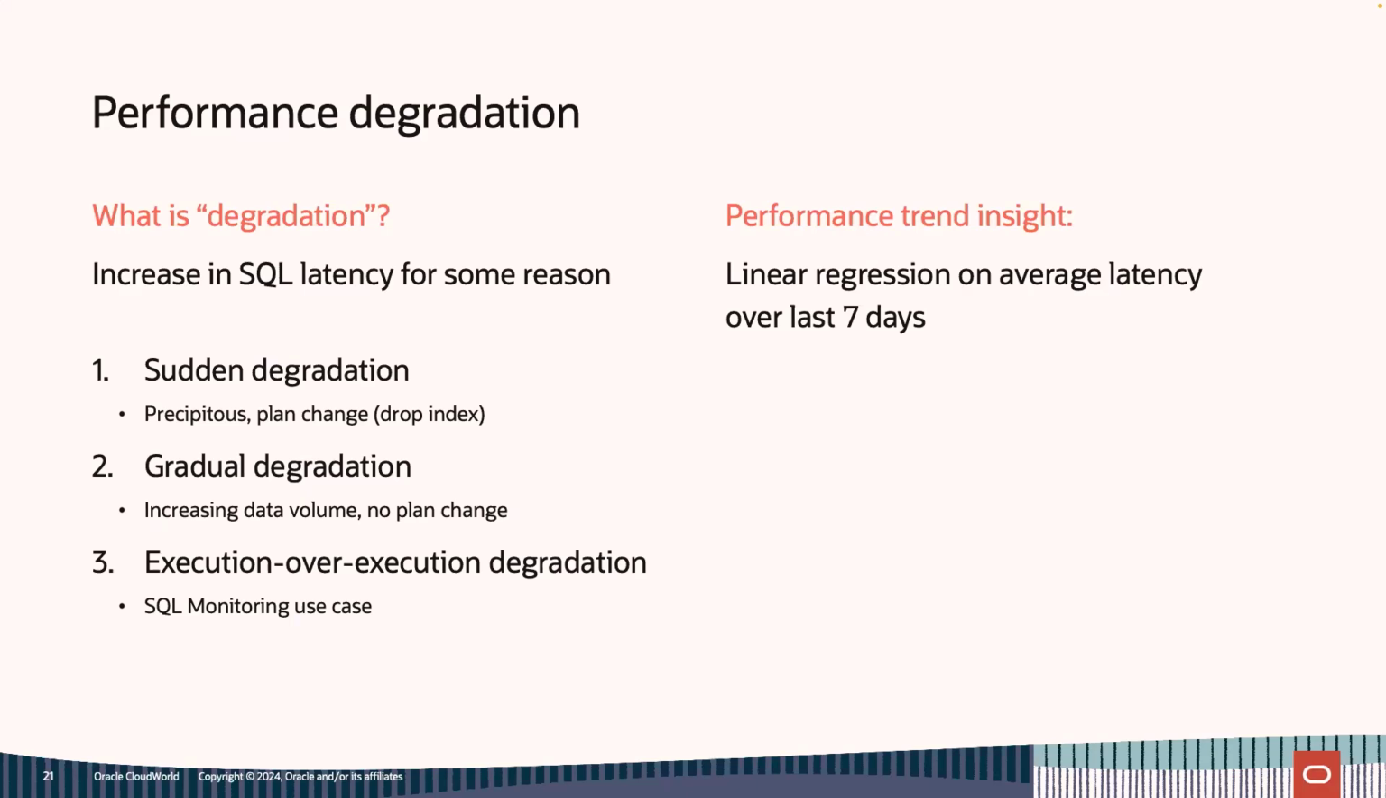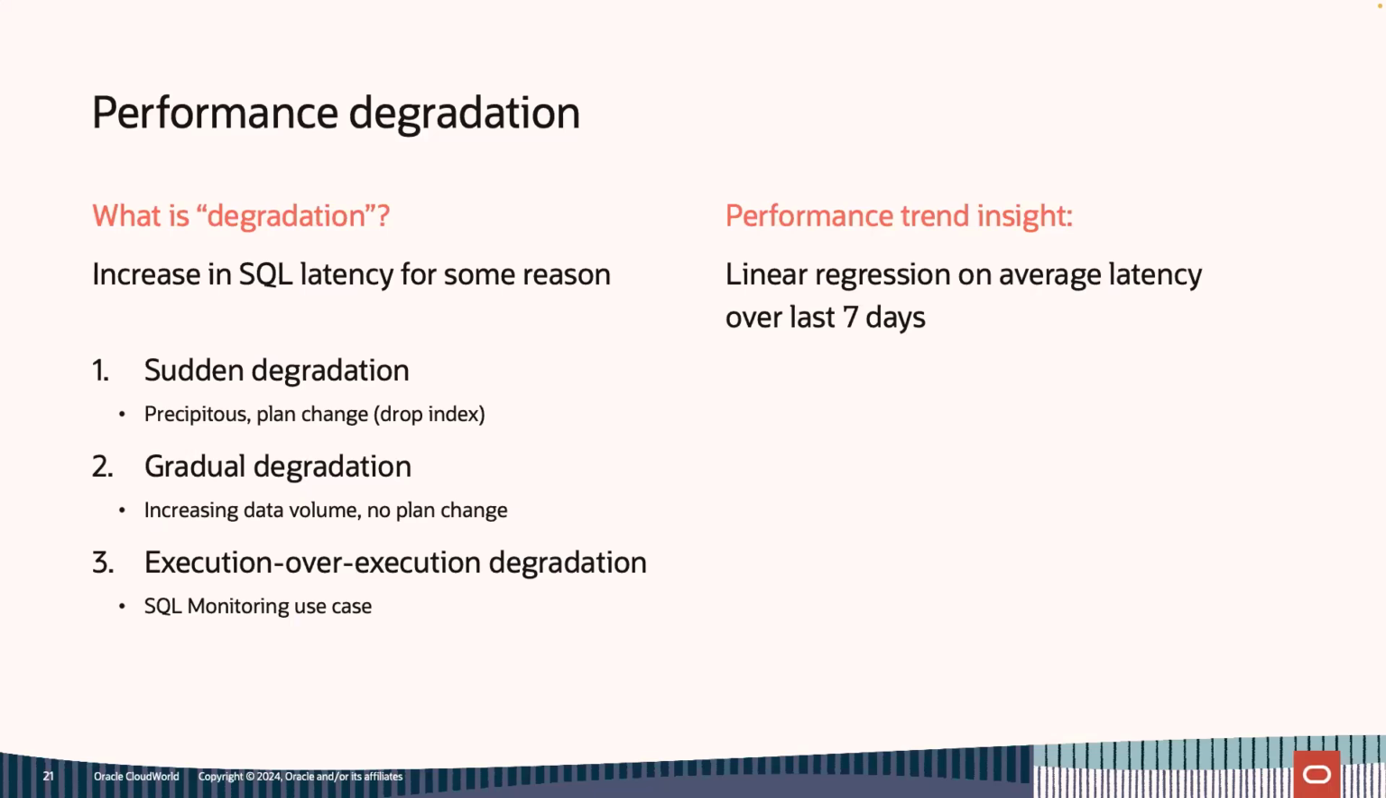Gradual degradation would be more or less consistent with: you've got the same plan, and the optimizer doesn't think a better plan is out there, but average latency is getting worse and worse. That's likely due to data volume. The cardinality of the tables involved is increasing, so it's just taking longer to answer the queries.